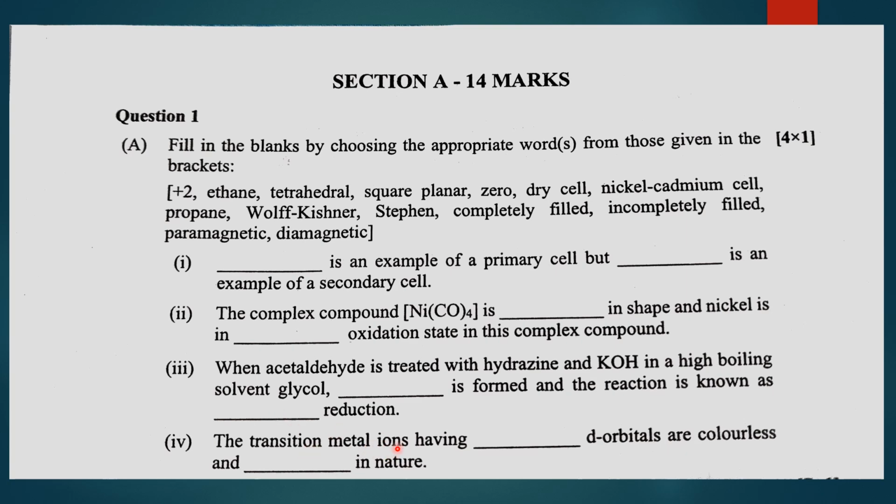And in this question, the transition metal ions having completely filled d orbitals are colorless. Since the word colorless is given here, it has to be completely filled d orbital, and since it is completely filled, no question of unpaired electrons, so it will be diamagnetic in nature. So here are the answers.